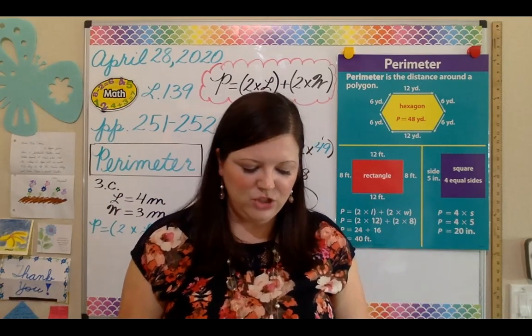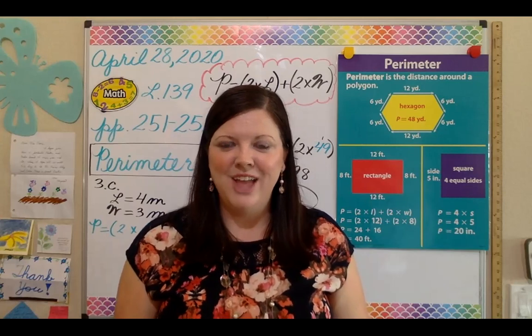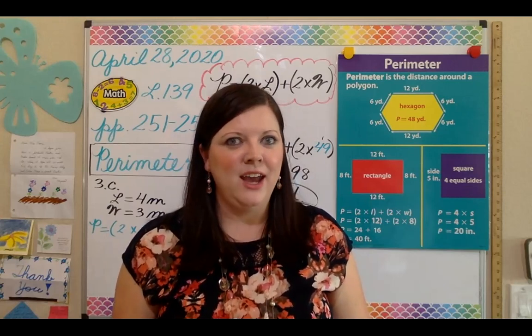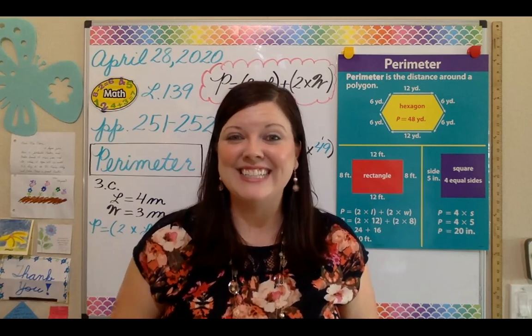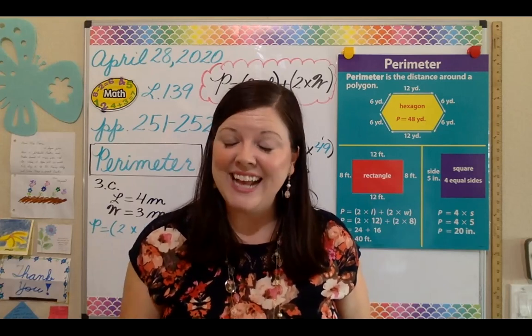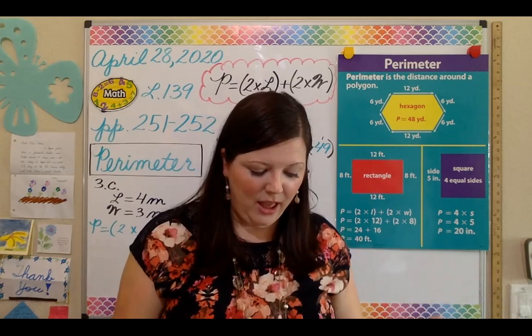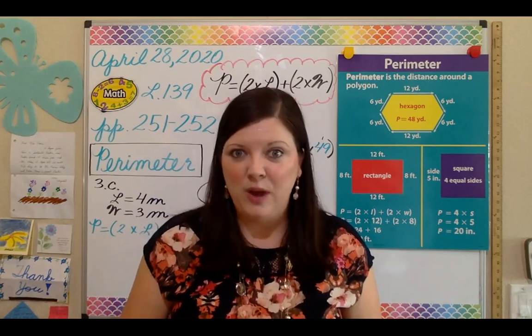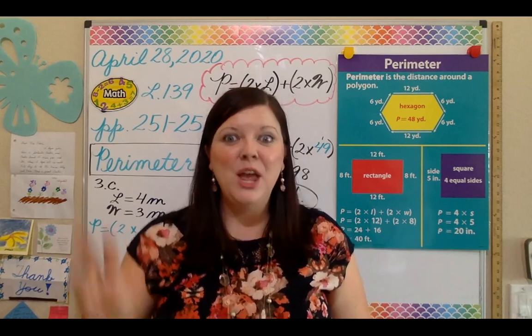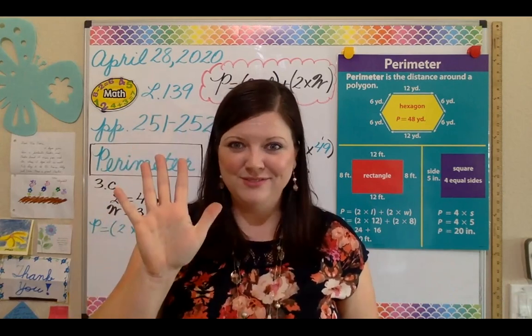Let's move on to letter B. First of all, what kind of shape is that? It's not an octagon. It's not a heptagon. It's a 6-sided shape. It's a hexagon. So let's add up all 6 of those sides. What is 12 plus 12 plus 12 plus 12 plus 12 plus 12?